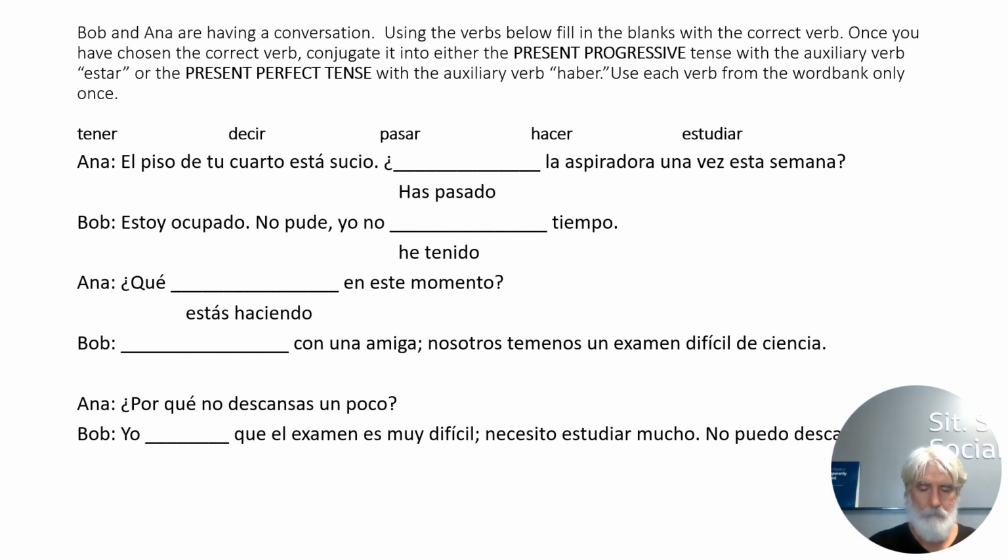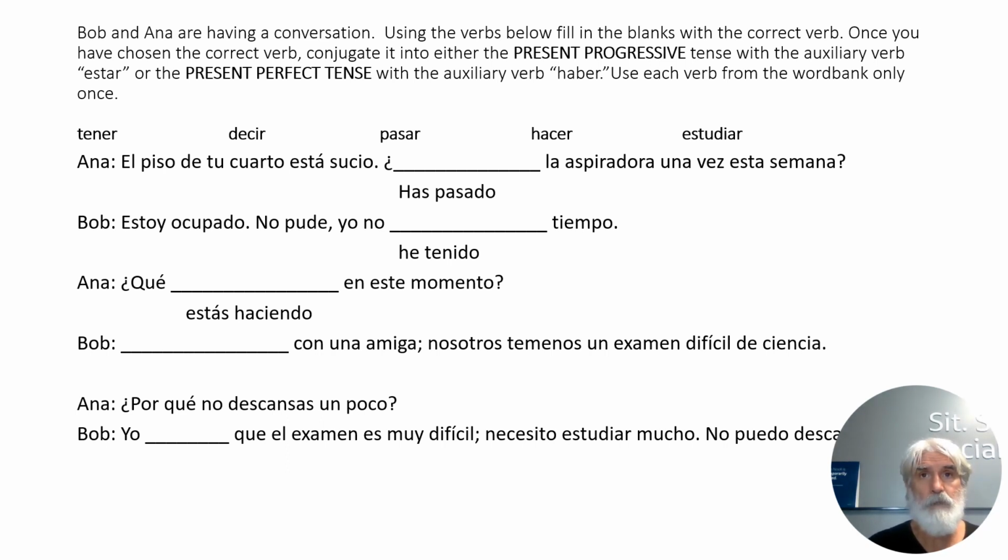And then Bob will respond, blank con una amiga. Nosotros tenemos un examen difícil de ciencia. So he's going to answer back now with what verb? We only have estudiar and decir. So he says, nosotros tenemos un examen difícil de ciencia. So what do you think is going on here? What would be the verb action? Estudiar. Okay. And so what are you doing right now? And so he's doing it right now.